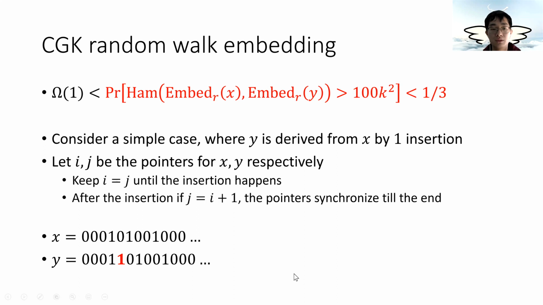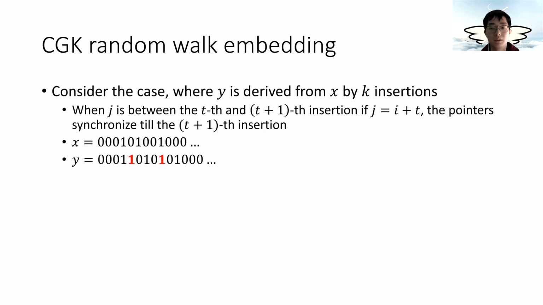Then we will notice that i and j keep being equal until the insertion happens. And after the insertion, if we are in the situation of j equals i plus 1, then the pointers will synchronize until the end. Now consider a more general case, where y is derived from x by k insertions. Then, when j is between the t-th and (t+1)-th insertion, and also j equals i plus t, then the pointers will synchronize until the next insertion.